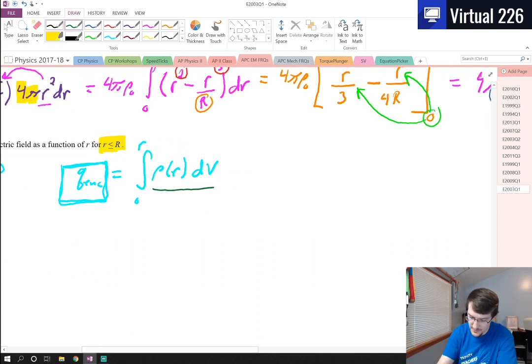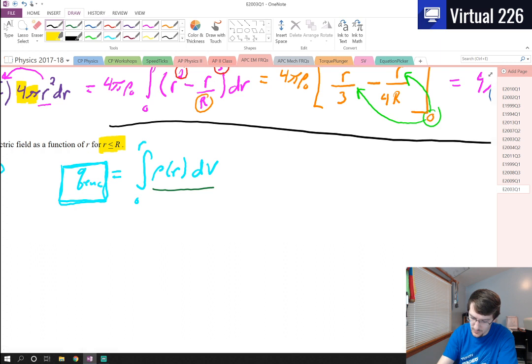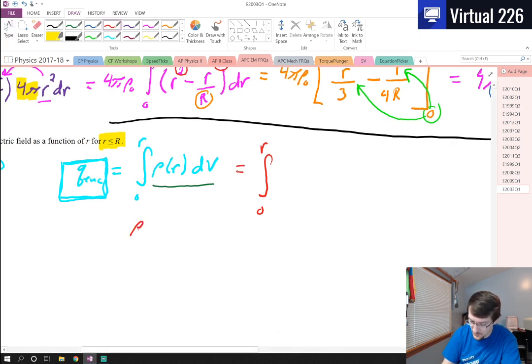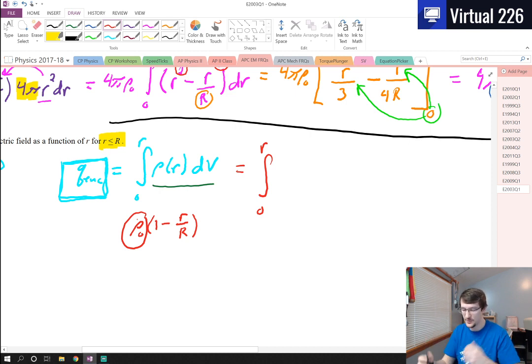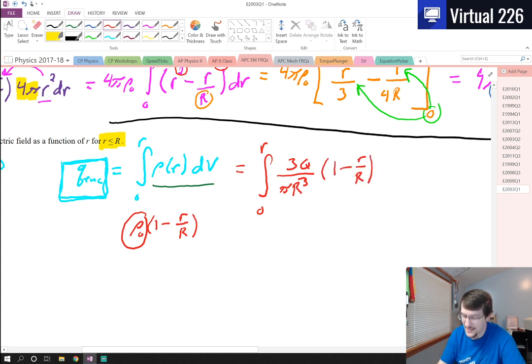When we're looking at this, we need to once again think about this integral from 0 to little r this time because we're going to some position in that sphere. And if you remember, our density function was rho naught times 1 minus little r over big R. Well, we know what rho naught is now, so let's put it in so we can get some charge values. That's going to be 3q over pi big R cubed times the quantity 1 minus little r over big R, and then we've got this dV.